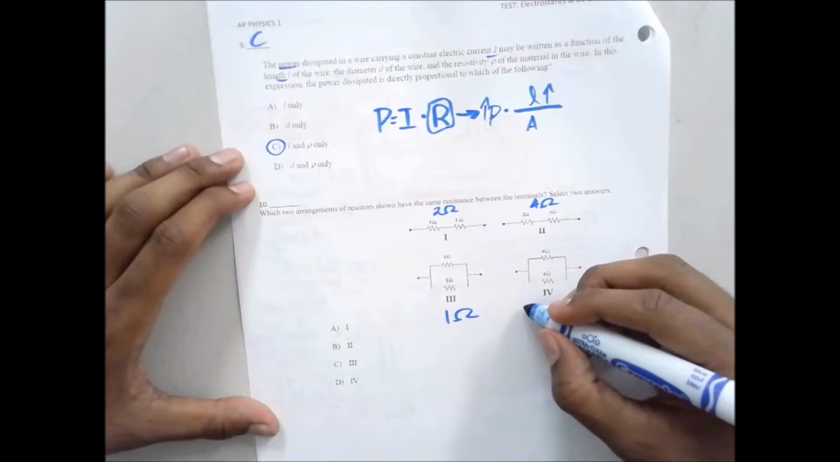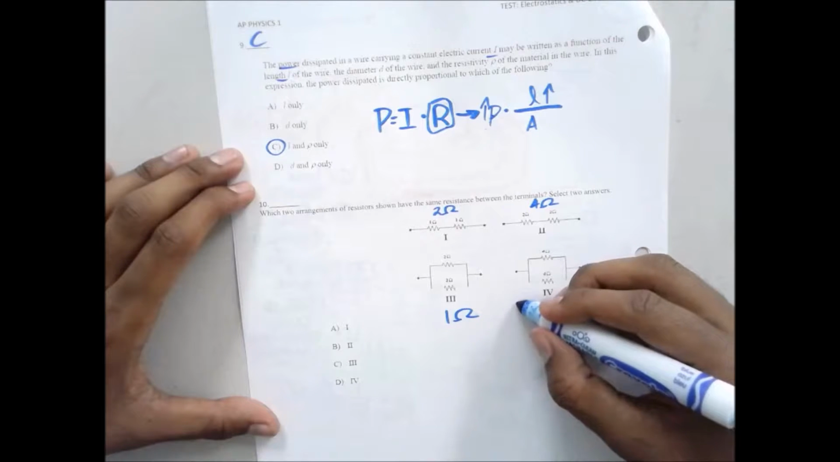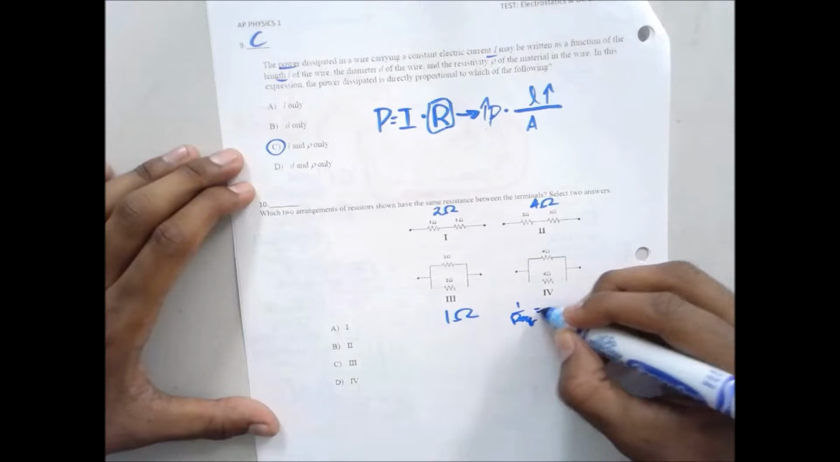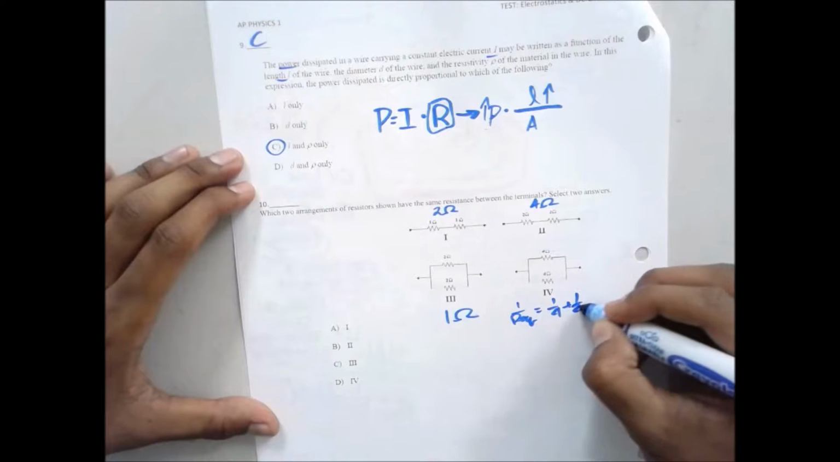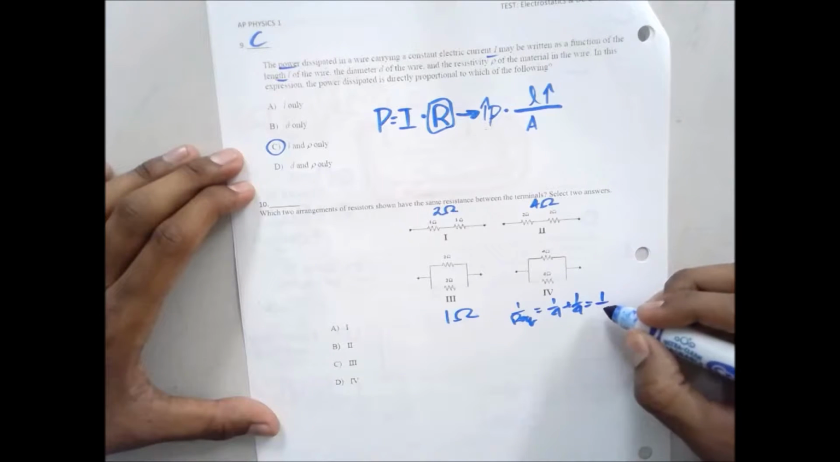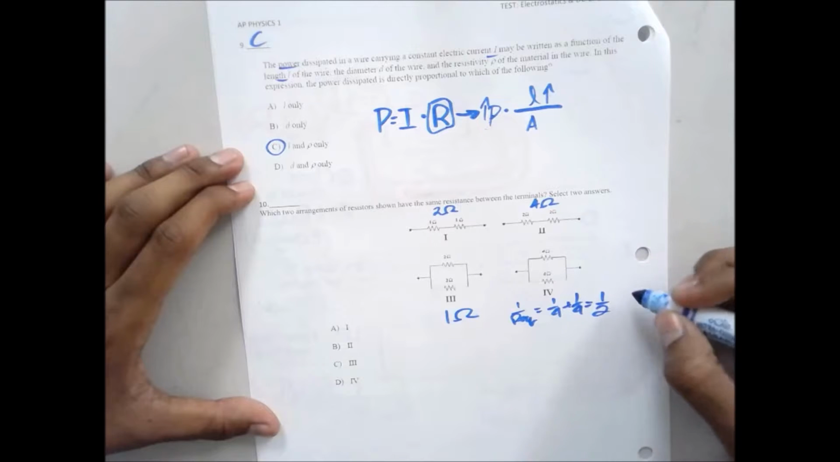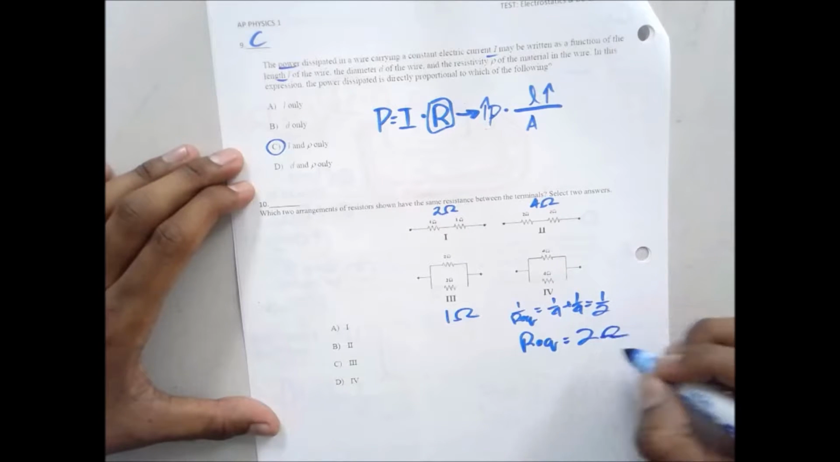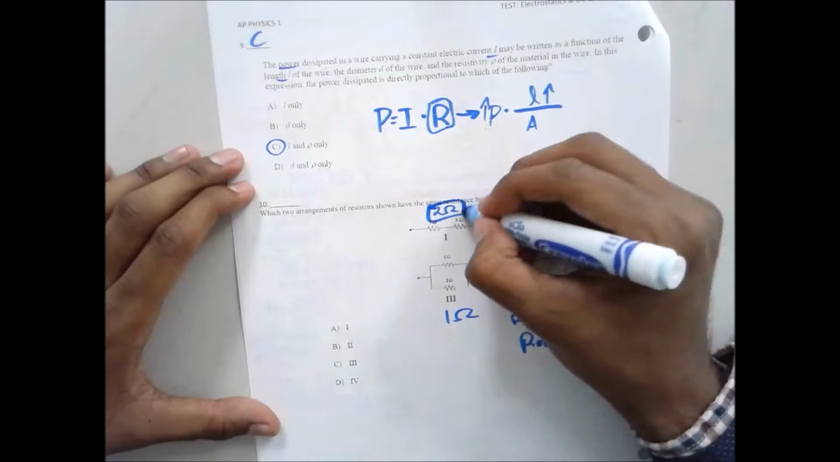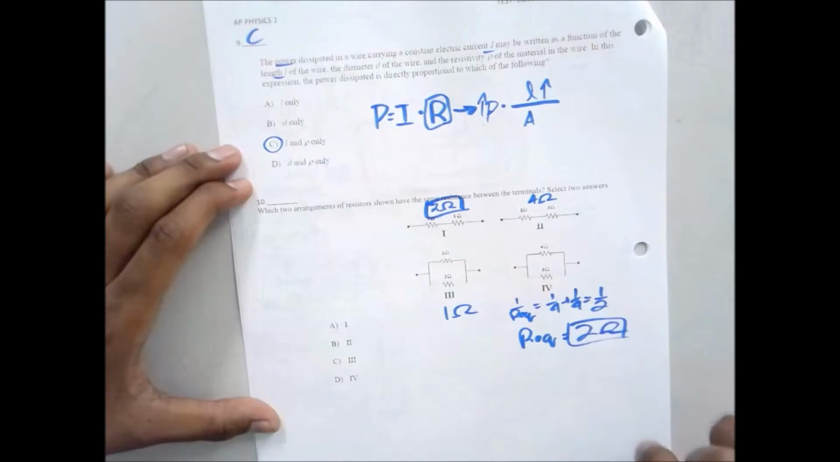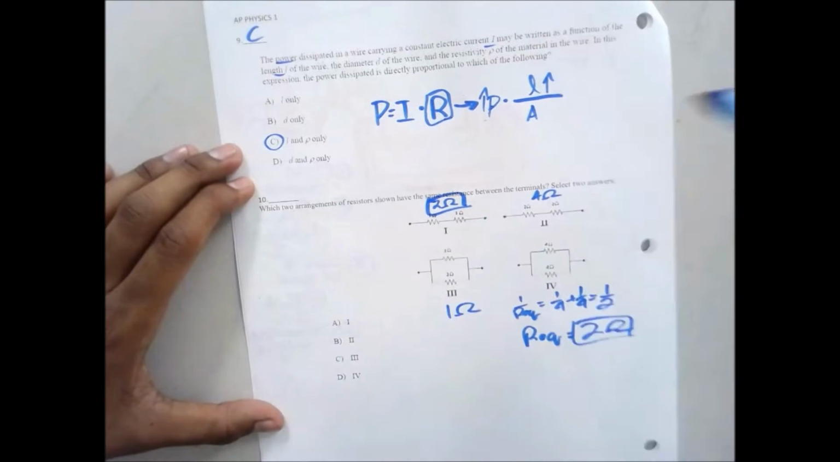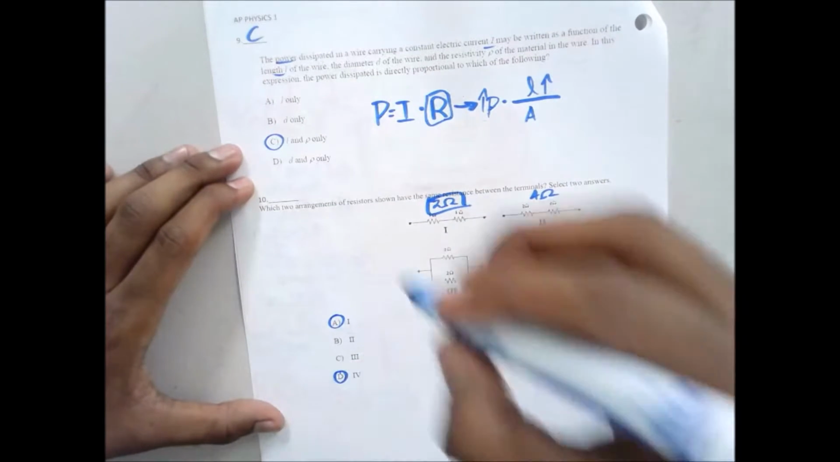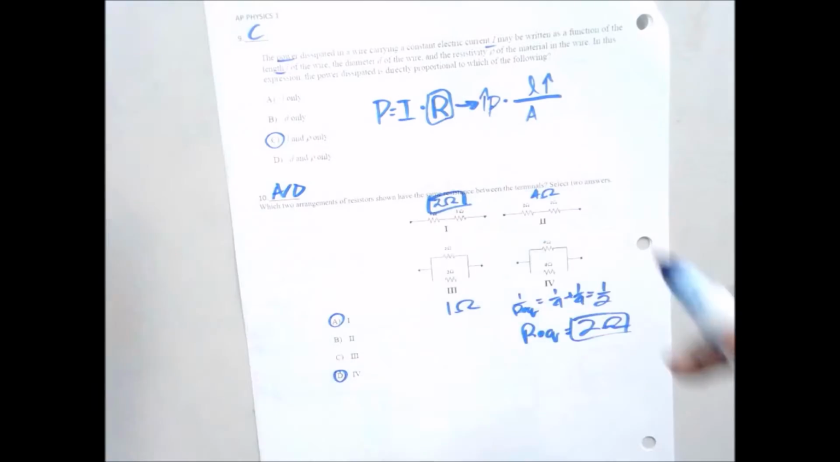1/4 plus 1/4, let's see. 1 over R_eq is equal to 1/4 plus 1/4, which is equal to 1/2, right? So R_eq here is going to be equal to 2. And so resistances 1 and 4 must be equivalent. Select two answers, A and D. Cool.